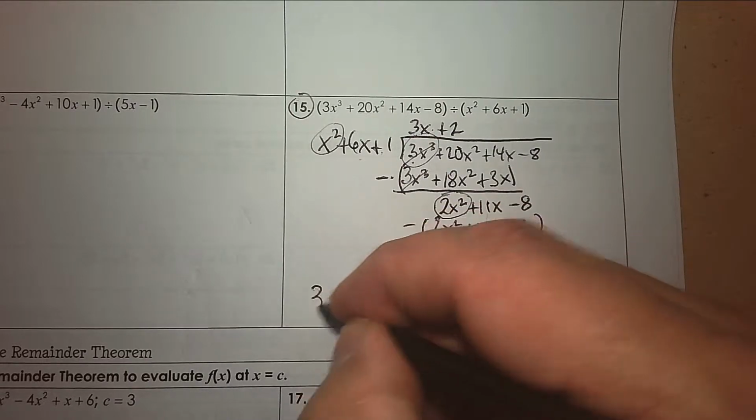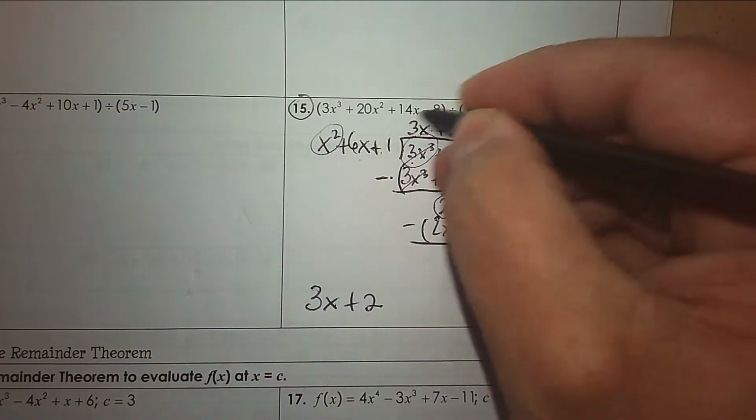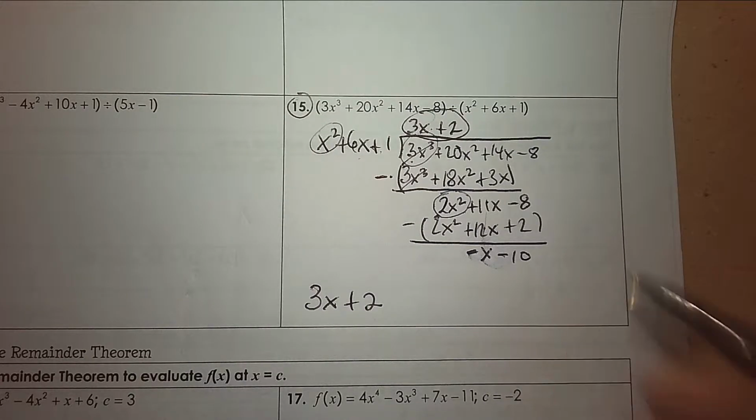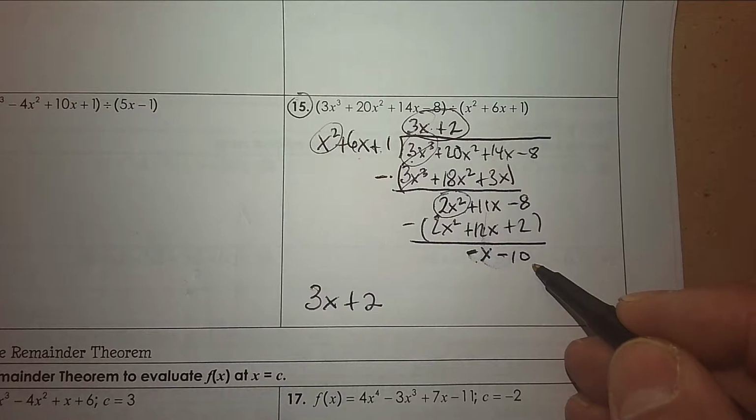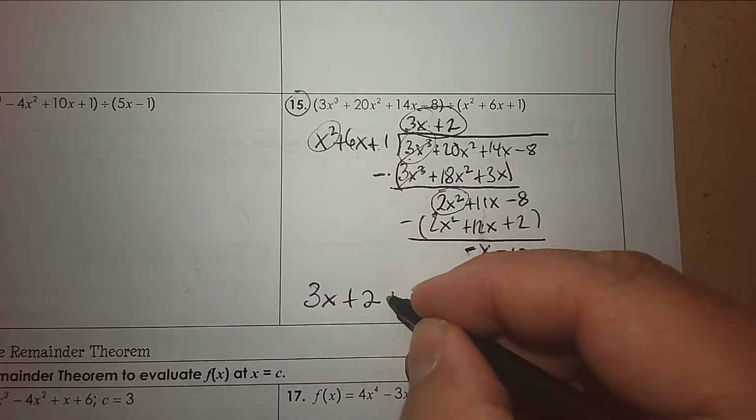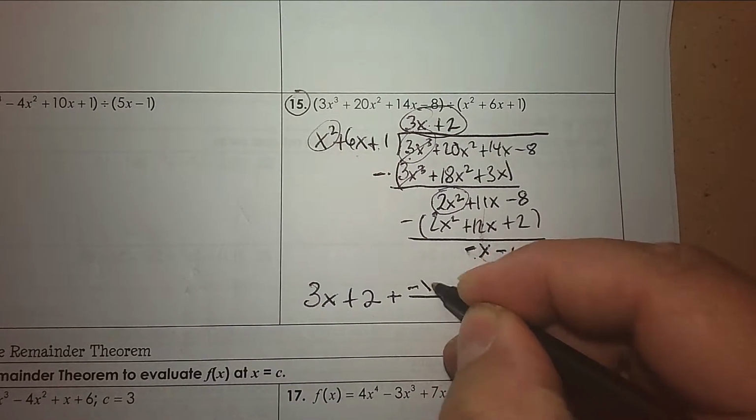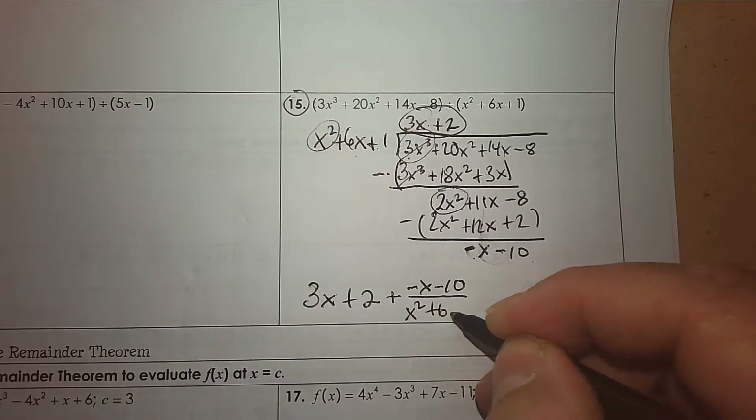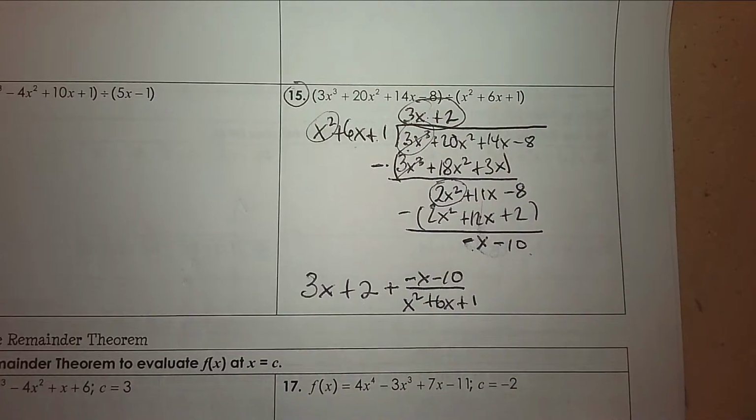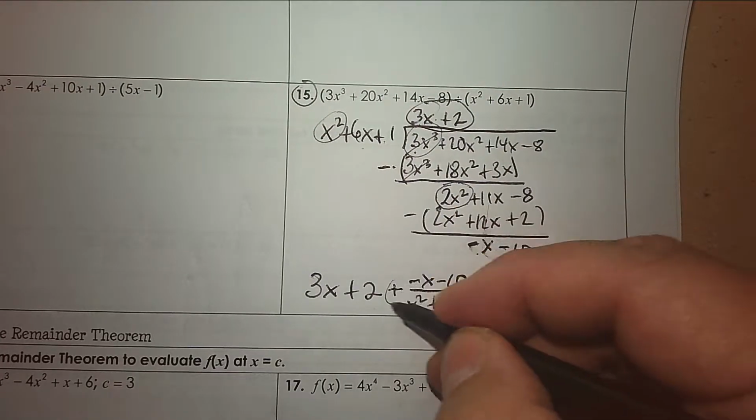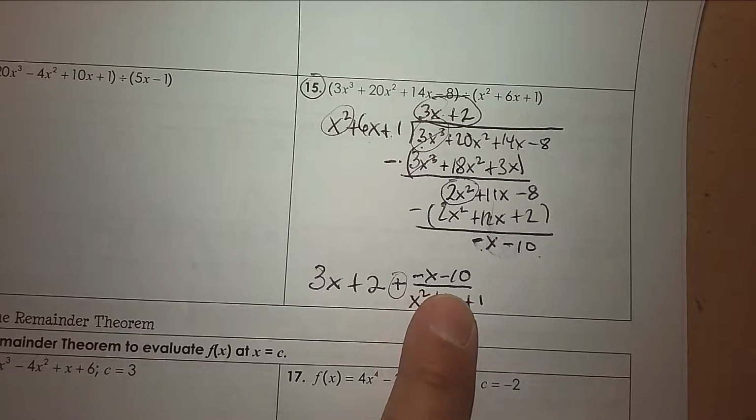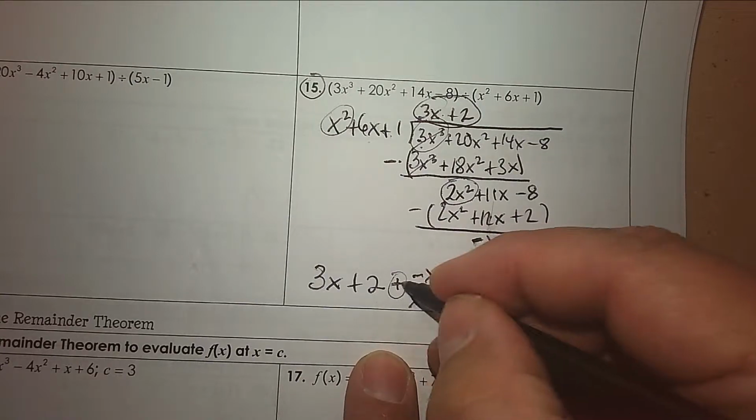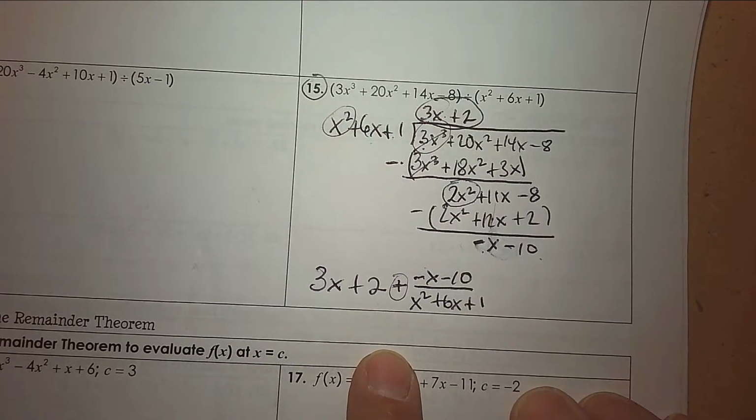And you would write 3x plus 2. That's called your quotient. Do we have a remainder? Now, there are 2 terms here. So to be safe, I would add and then keep negative x subtract 10. And in the denominator would be x squared plus 6x plus 1. If you chose to do subtracting, do you know what you'd have to do to these signs? Both of them would have to become positive. But if you just stick to adding, you can keep it the way you see it, and it's accurate.